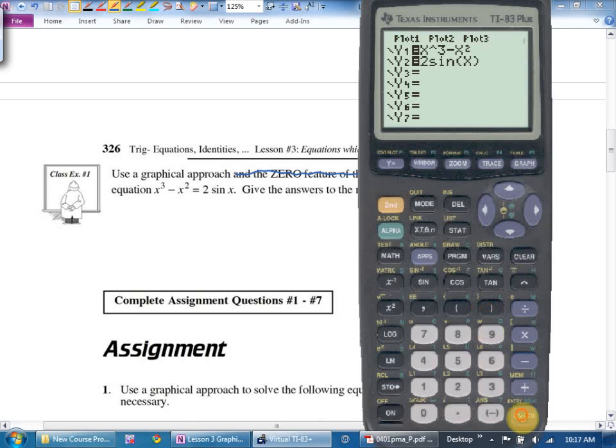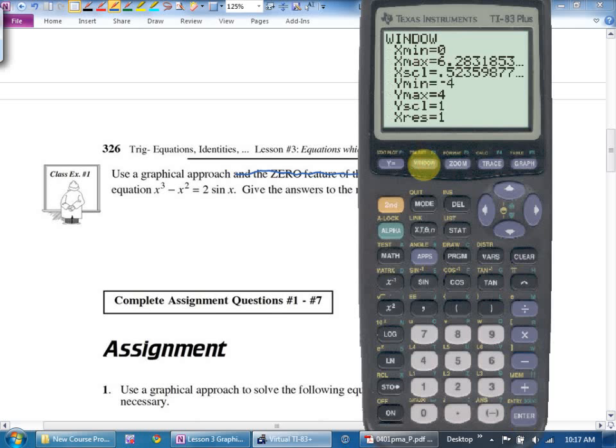Did they give me a domain here? No. So I'm going to be a little bit paranoid. I'm actually going to go from negative 2 pi to positive 2 pi just in case it crosses in the negative area, because I have no idea what this looks like. Just in case there is a negative solution.